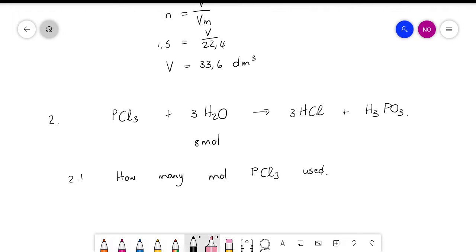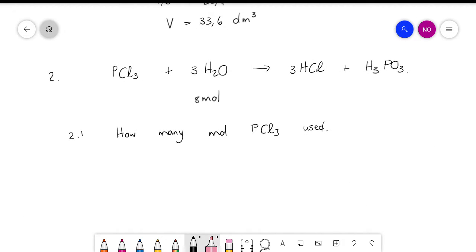So what do we do? All of this always happens in a mole relationship. So 1 mole of the PCl3 needs 3 mole of the water. So that always reacts in a relationship of 1 to 3. Nee? Almal by.